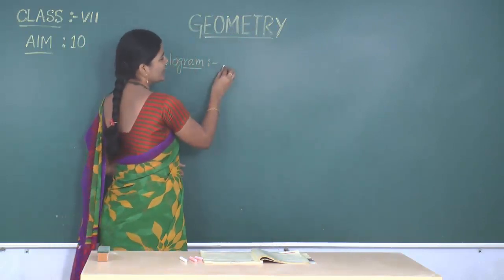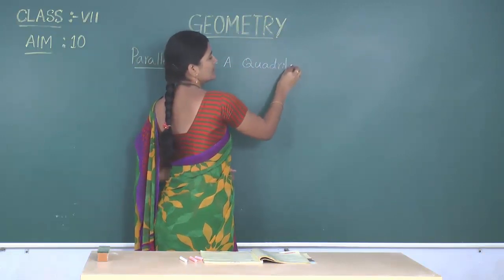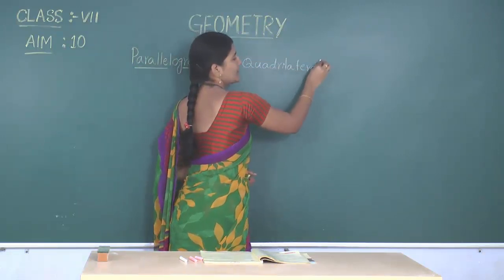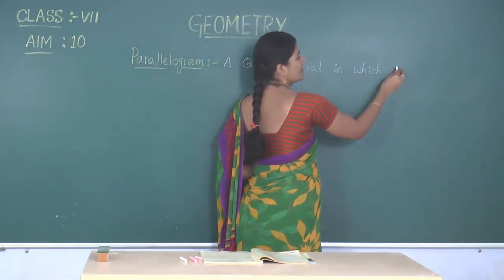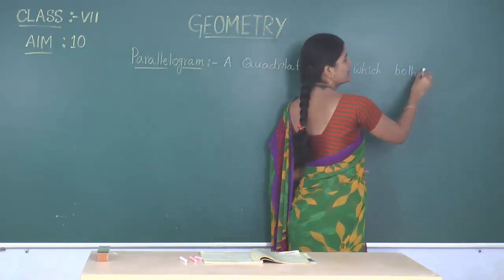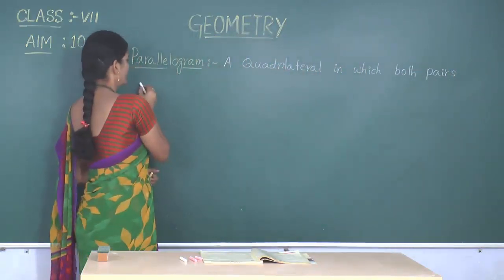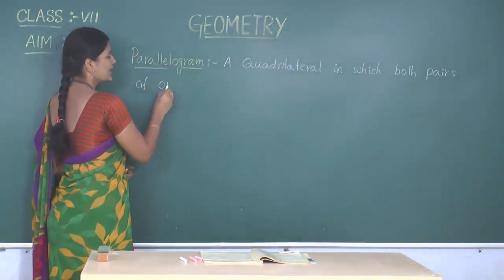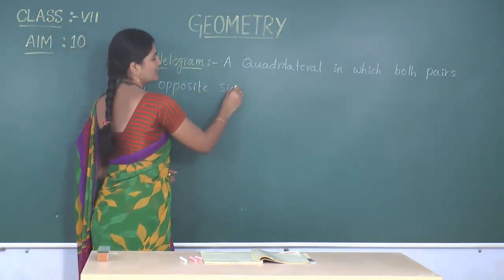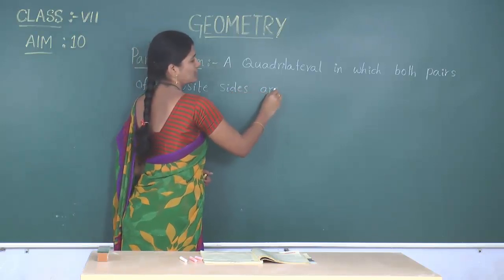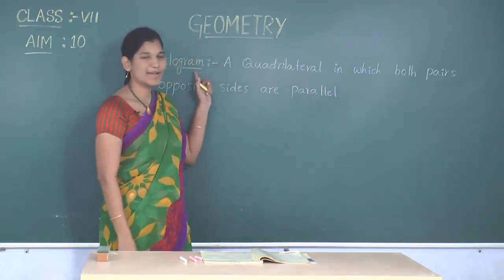Let me write that definition. A quadrilateral in which both pairs of opposite sides are parallel. Then it is called the parallelogram.